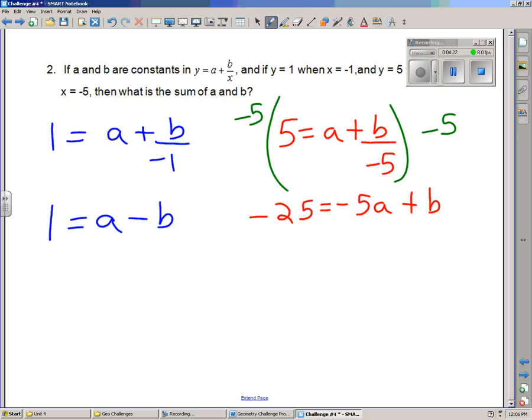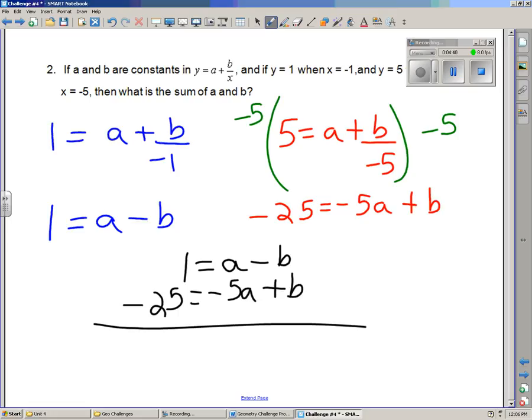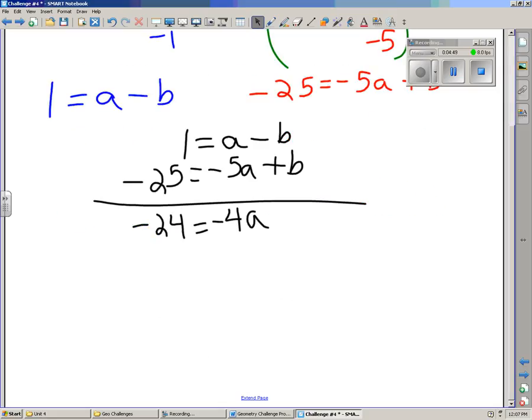Make sure that you're distributing everything through. Well, these two equations, I can just set up a system. The system being this: if 1 equals a minus b, and -25 equals -5a plus b, then by addition or elimination, you get -24 equals -4a, because the b is eliminated. And then if I divide both sides by -4, 6 equals a.